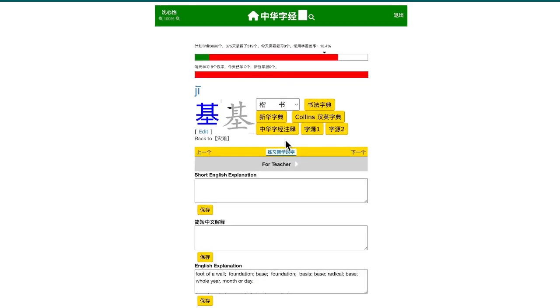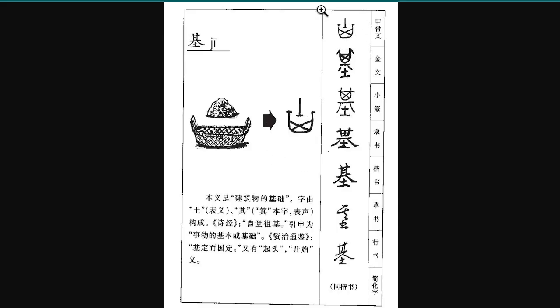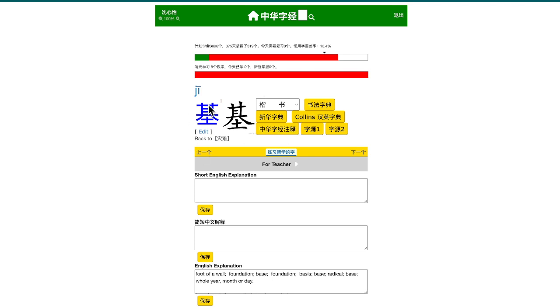Now if you look at the character, you can see that the oracle bone character is actually a basket, and they're putting something in the basket. That something is dirt. So this is basically a carrying tool for moving dirt to build those kinds of foundations. Later on they added a dirt radical on the bottom, and that form has been passed down to the current modern character. So this is ji.